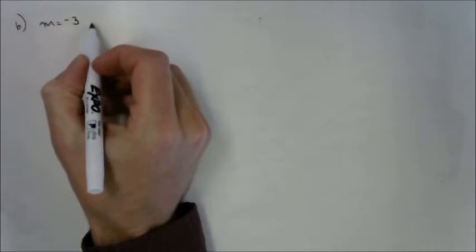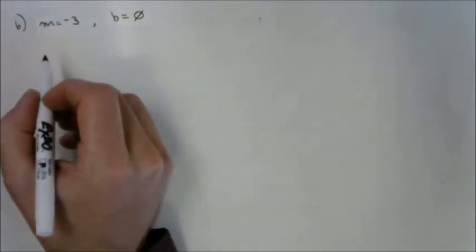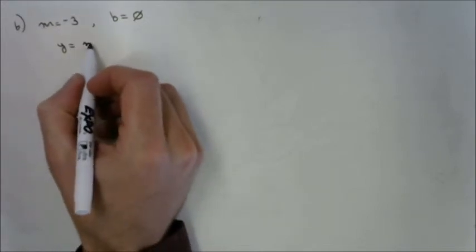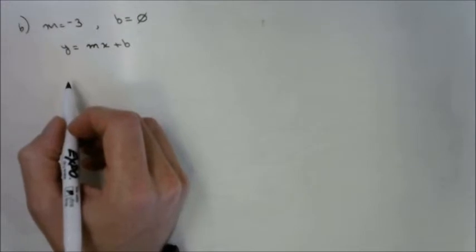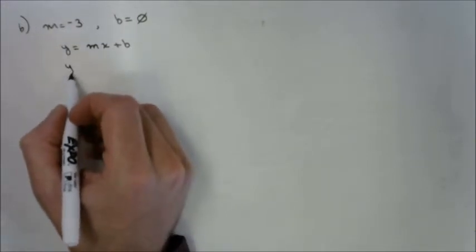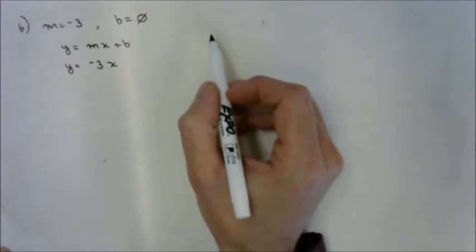B, your m is negative 3. You do this one by yourself. And your b, your initial value, is 0. So you've got your base equation here, y equals mx plus b. Once you've filled that in, you can double check the board to make sure you've done it properly. And then you can draw your graph.